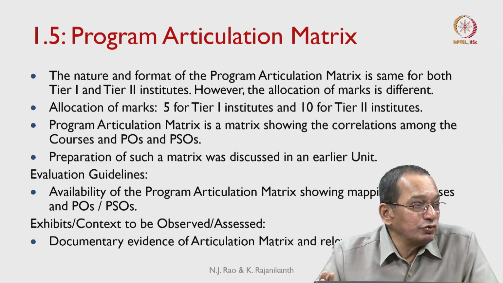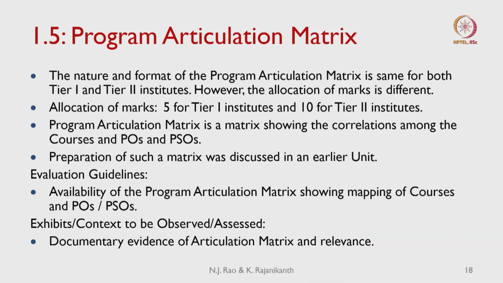Then finally, we come to the program articulation matrix. The course articulation matrix was at the course level, whereas the program articulation matrix looks at the entire program level. So, the nature and format of the program articulation matrix is the same for both tier 1 and tier 2 institutes. However, the allocation of marks is different, 5 for tier 1 institutes and 10 for tier 2 institutes. This program articulation matrix is a matrix showing the correlations among the courses and POs and PSOs.